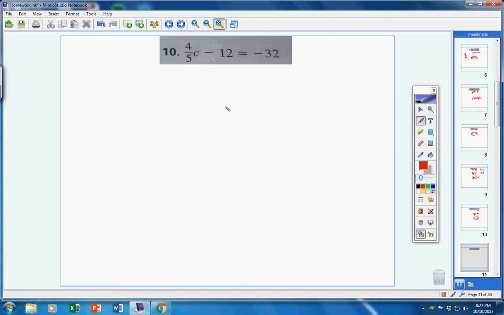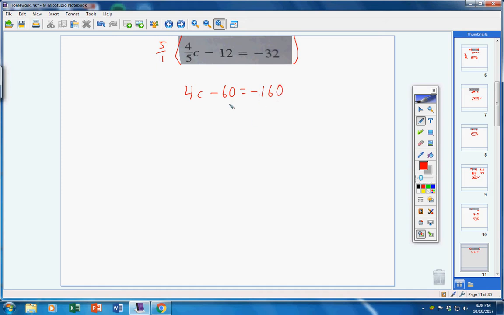Number 10. First, simplify both sides. Next, eliminate fractions. My denominator is a 5, so I'm going to multiply the entire equation by 5. And here we go. 5 over 1 times 4 over 5. Your 5's cancel, leaving you with 4 over 1, which is 4. And of course, don't forget your c. 5 times negative 12, negative 60. 5 times negative 32, negative 160.